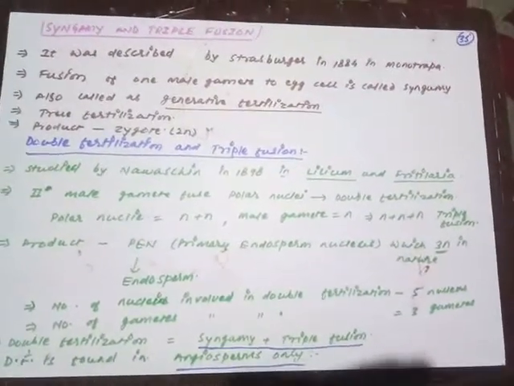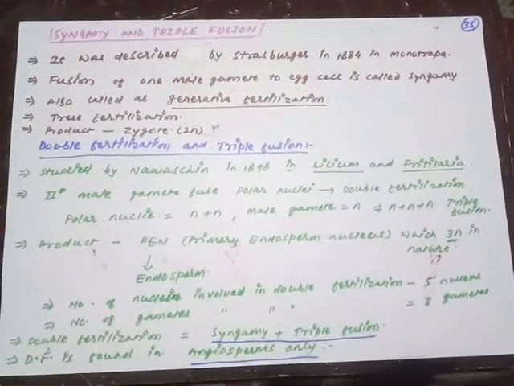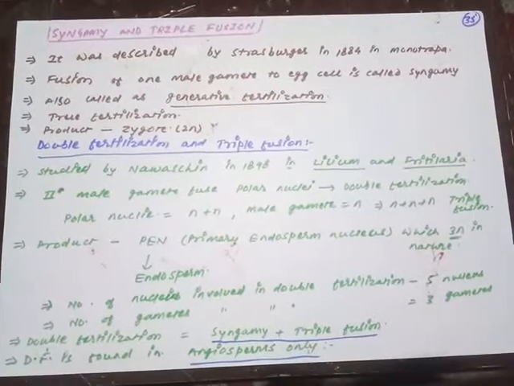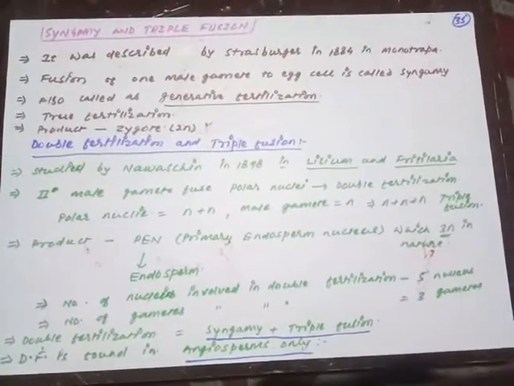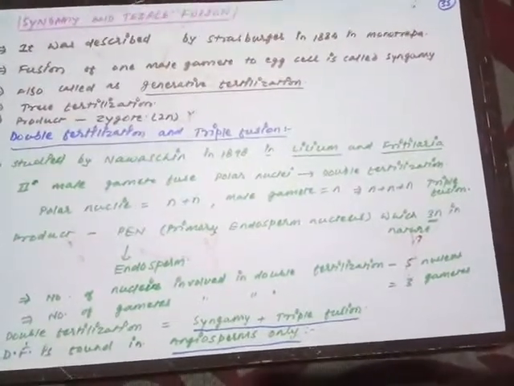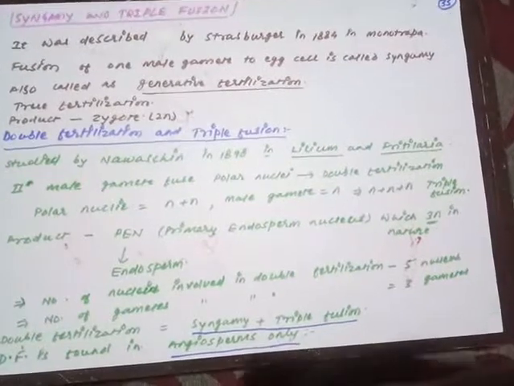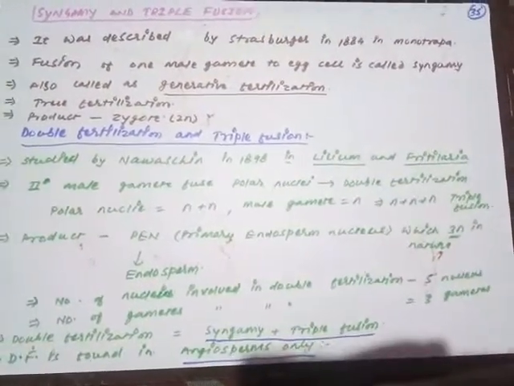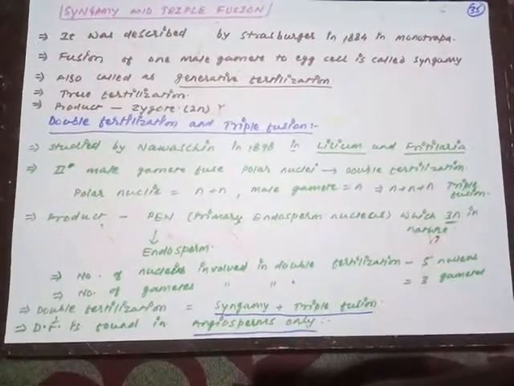So two times fertilization occurs in angiospermic plants. That is why this is called double fertilization. So what is the meaning of double fertilization? First time syngamy, second time triple fusion. So syngamy plus triple fusion is equal to double fertilization. Importance: the zygote is produced from the syngamy and triple fusion produces the endosperm, which is going to provide nutrition for embryonic development. So is it clear to you all till now?